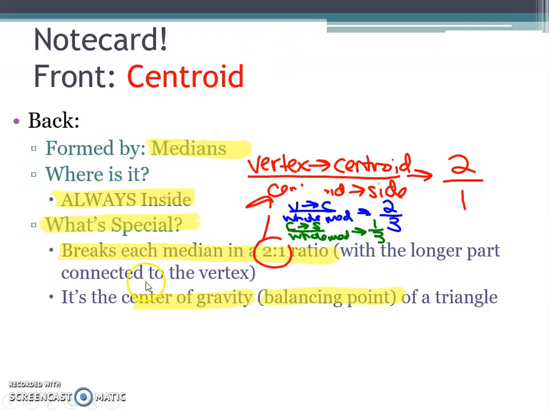So let's write this. Pause this video and write this, centroid, on the front, because we did this with some other words. And on the back, you're going to write: formed by medians. Where is it? Always inside. What's special? It breaks each median into a 2:1 ratio, with the longer part connected to the vertex. It is the center of gravity, the balancing point of a triangle. So can you please write this? Vertex to centroid and centroid to side is a 2:1 ratio. Vertex to centroid over whole median is a 2:3 ratio. Centroid to side over whole median is a 1:3 ratio.